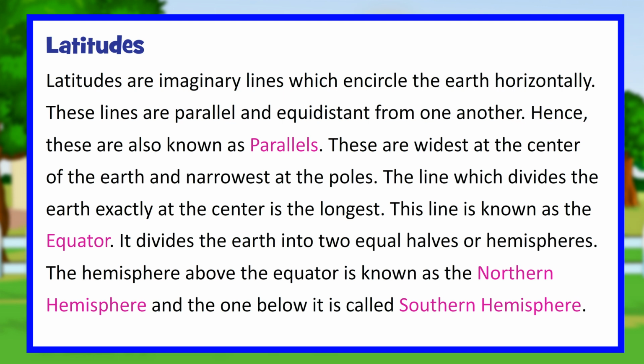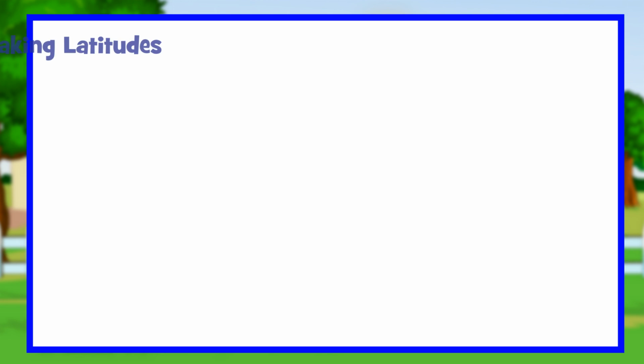This line is known as the equator. It divides the Earth into two equal halves or hemispheres. The hemisphere above the equator is known as the northern hemisphere and the one below it is called the southern hemisphere.